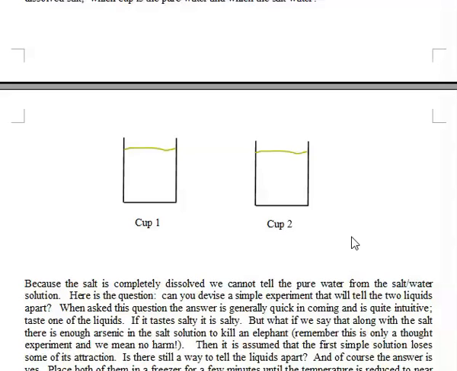Well, that's a good answer, but suppose that I tell you that in addition to the salt that I put into cup 2, I also put enough poison to kill a horse. Then I don't think that is a particularly good solution. Which leads me to the first joke of the day.